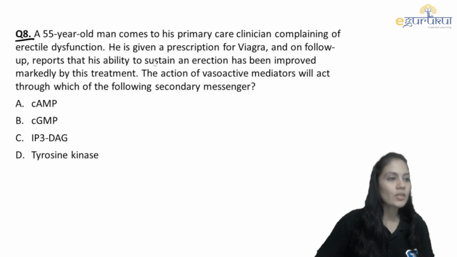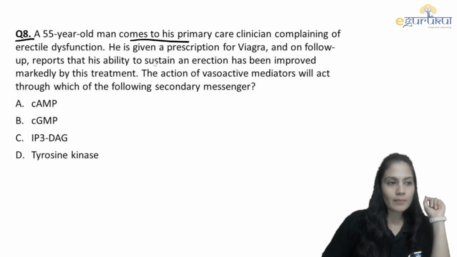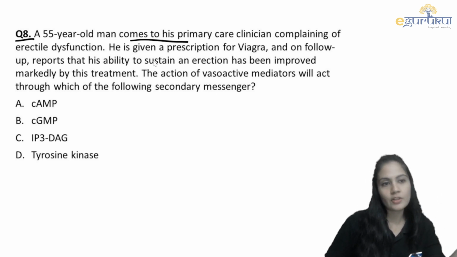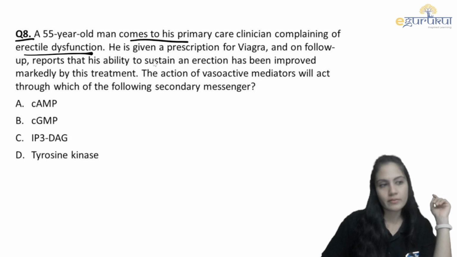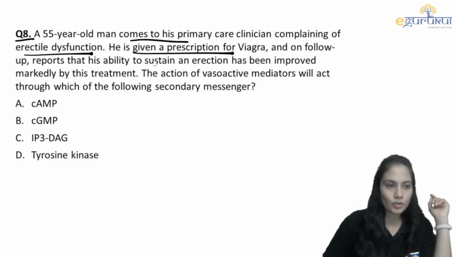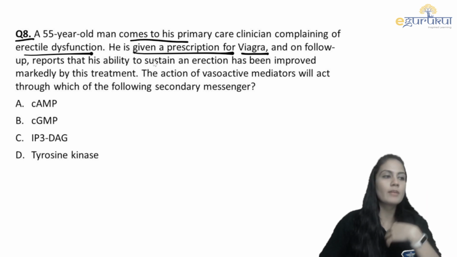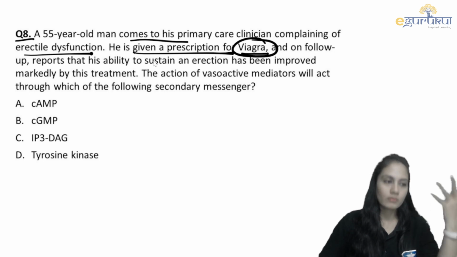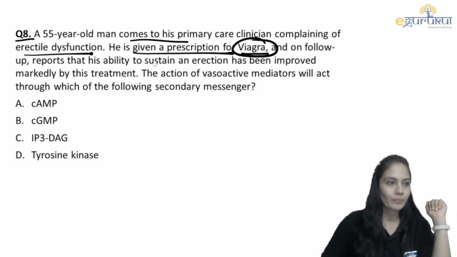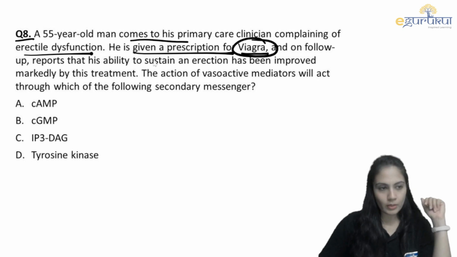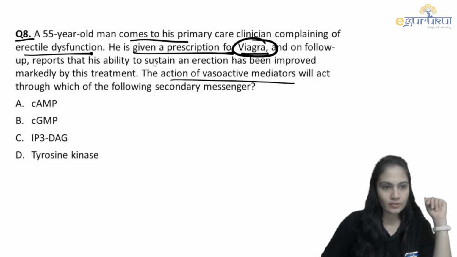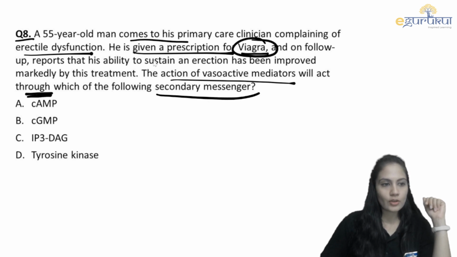Question number 8. A 55-year-old man comes to his primary care clinician complaining of erectile dysfunction. He is given a prescription for Viagra, and on follow-up reports that his ability to sustain the erection has improved. Okay, so the drug worked, markedly improved by the treatment. The action of the vasoactive mediator will act through which secondary messenger?